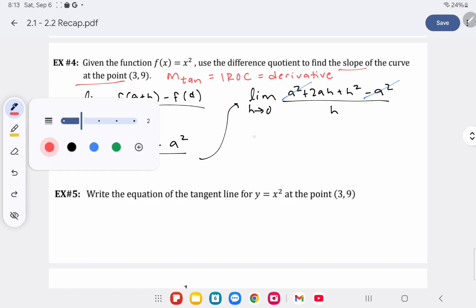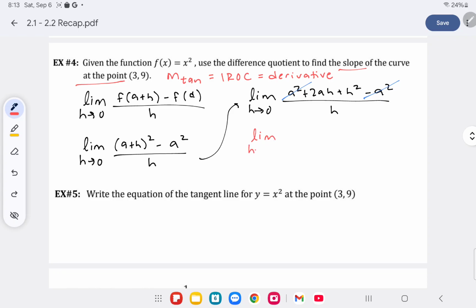And so now I can pull out an h. We're getting close. And I get 2a plus h over h, or 2a plus h. So now when I plug in 0 for h, I do not get 0 over 0. I get 2a. So our answer in this case, or the derivative, we've got 2a.